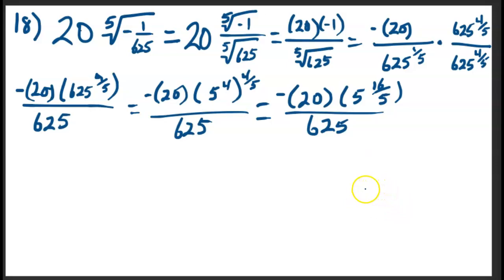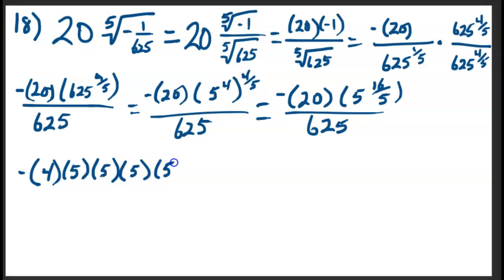Okay, so what do I do at this point? Well, upstairs, because it looks like I'm going to be dealing with 5s, that 20 can turn into a 4 times 5, right? 5 to the 16/5 is 5 to the 3 1/5. In other words, it's 3 5s and then a 5 to the 1/5, right? So this portion right here is 5 to the 16/5, or 5 to the 3 1/5, okay?